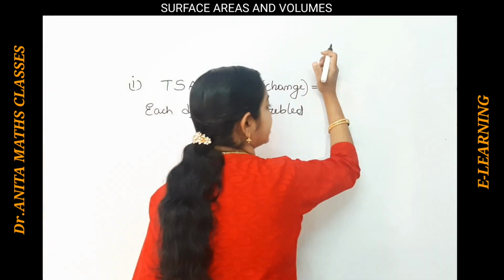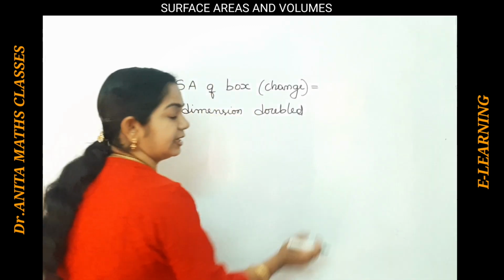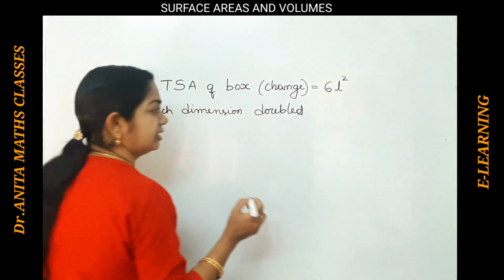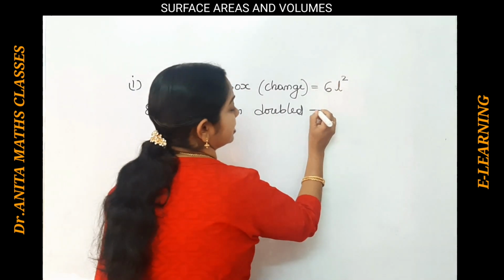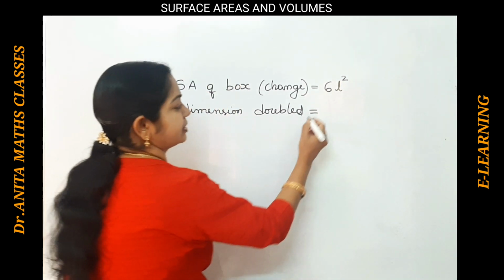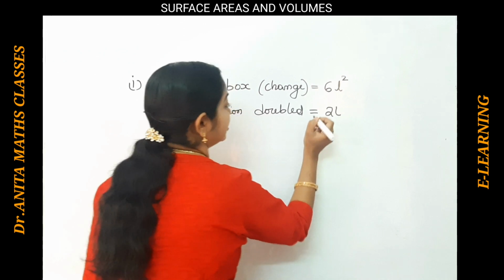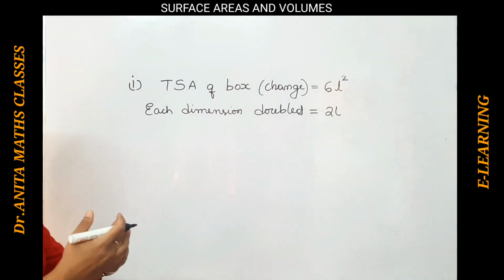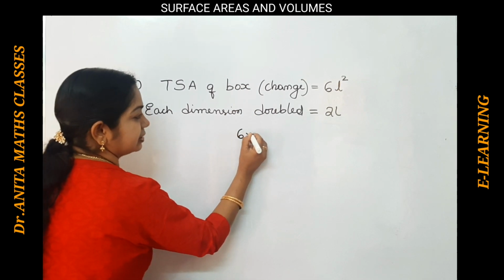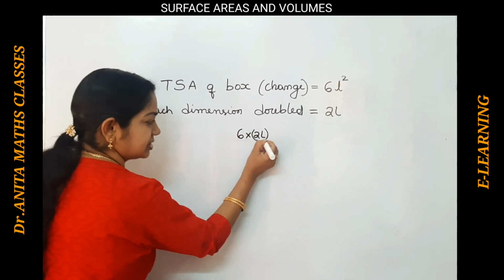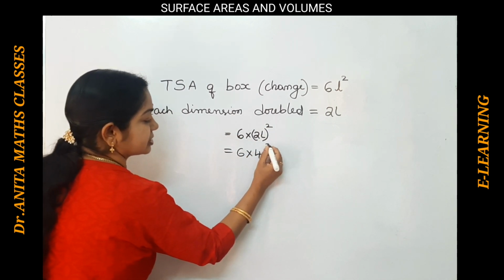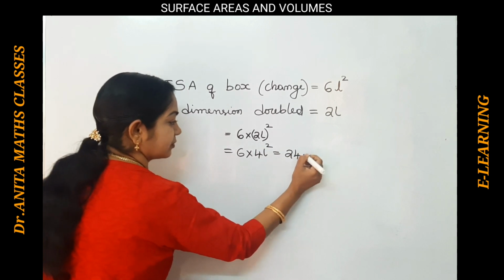Let us suppose a cube. The TSA of a box, we know, is 6L square. If each dimension is doubled, so if you are taking L as a dimension, it becomes 2L. So the new, changed total surface area is 6 into 2L whole square, the changed part which is doubled. So this becomes 6 into 4L square, that is 24L square.